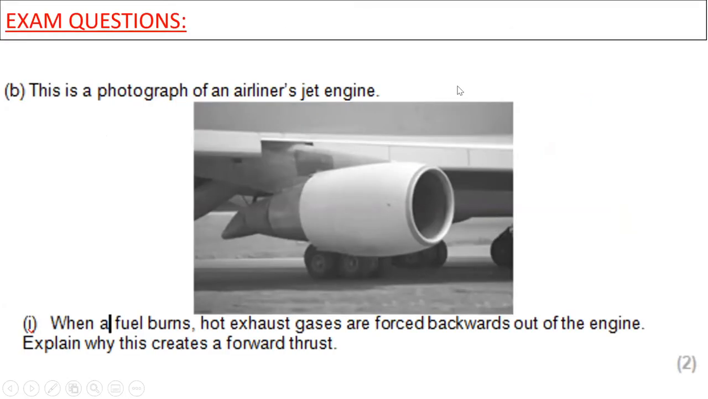So, an interesting question. There's a photograph of an airliner's jet engine. We've all seen a plane, even if not in real life, in a film. When fuel burns, hot exhaust gases are forced backwards out of the engine. Explain why this creates a forward thrust.